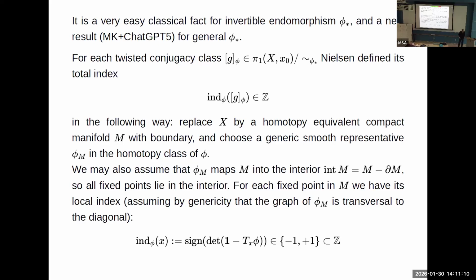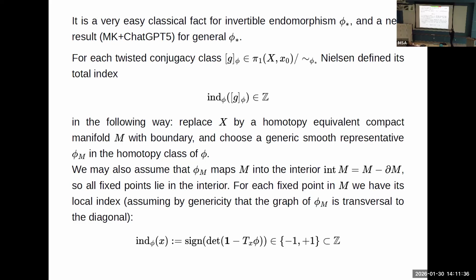Sure? Not ChatGPT. The main contribution was by me. Okay, yeah, but we actually proved some even more strong result, but okay. I don't know about those details.